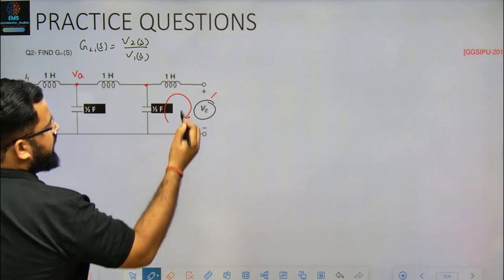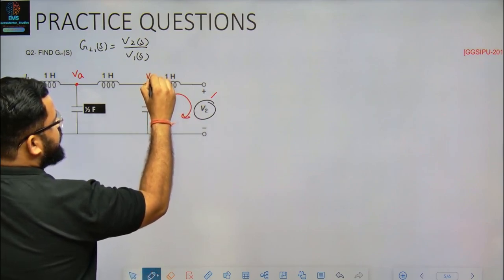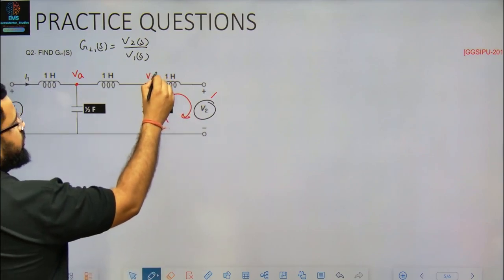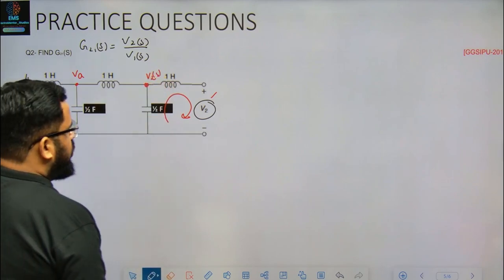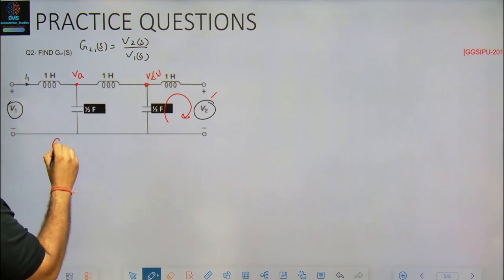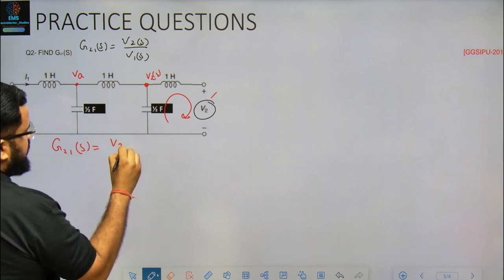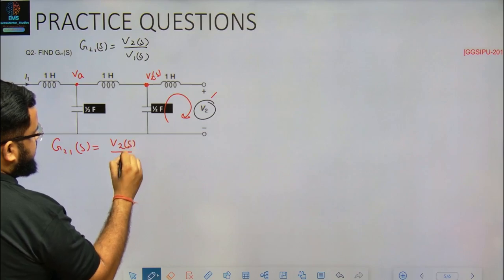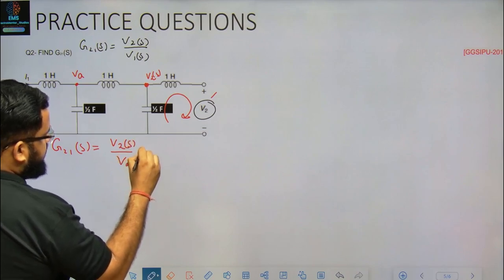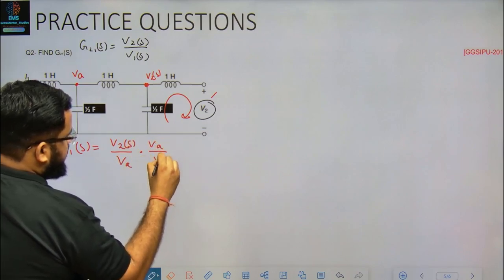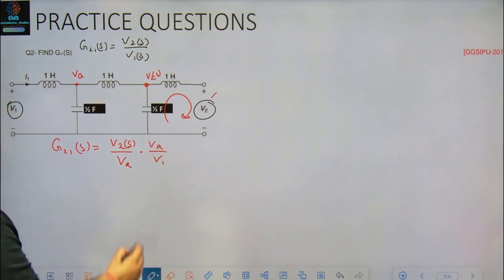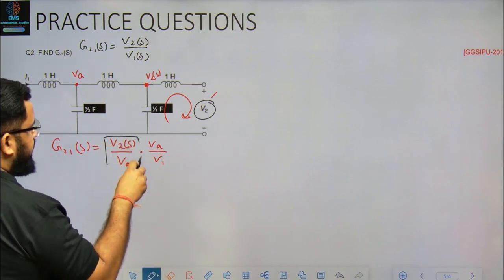So there will be no voltage over here. So can I say this point as V2? So this will also be V2S. So can I write G21S as V2S by VA multiplied by VA by V1? Okay. Now solving for the first part.